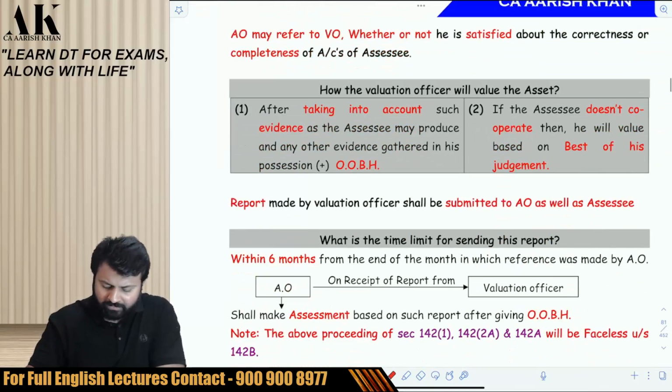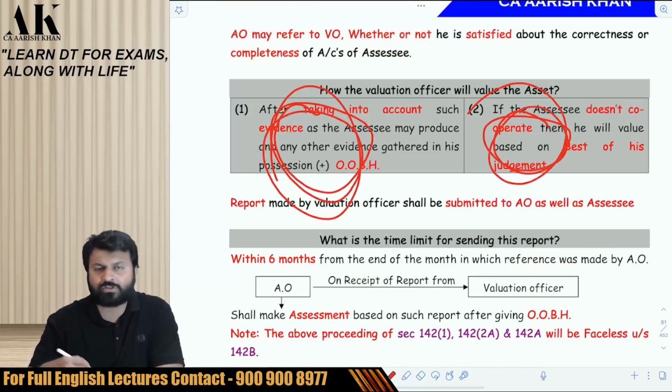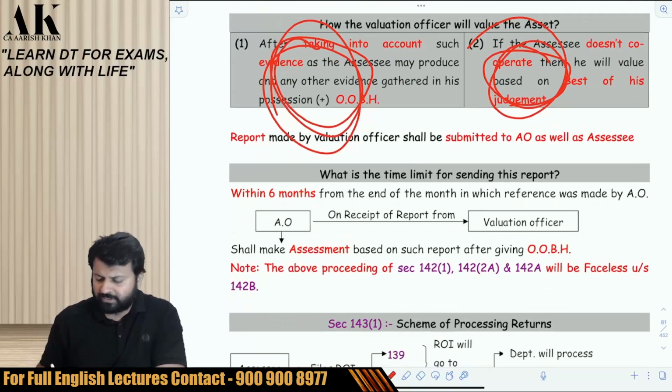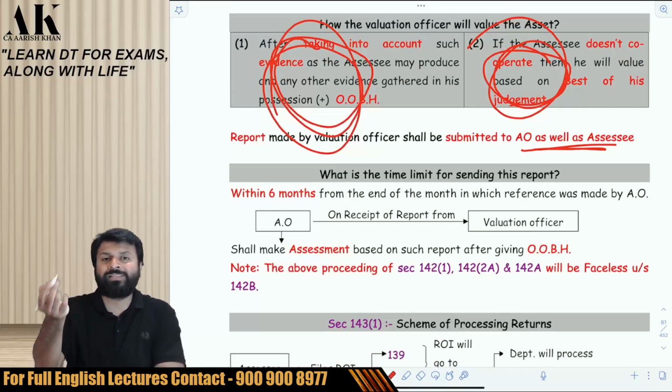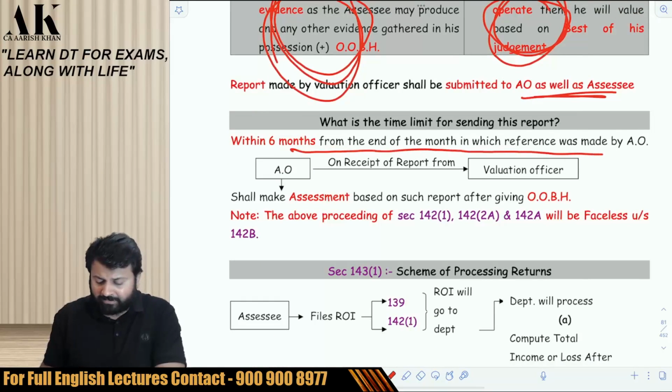And once he goes to the valuation officer, what will the valuation officer do? First of all, the valuation officer will ask the assessee. If the assessee is not replying, then the valuation officer will do the valuation as per the best of his judgment. Then the valuation officer will submit the report to the AO as well as to the assessee. And what is the time limit? It has to be submitted within 6 months of the end of the month in which the reference was made by the AO.